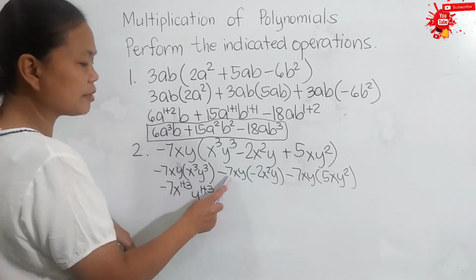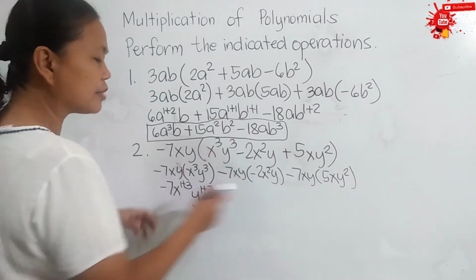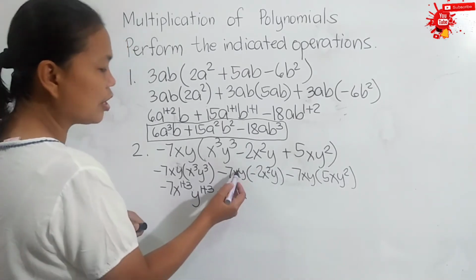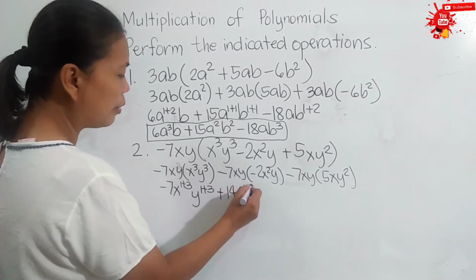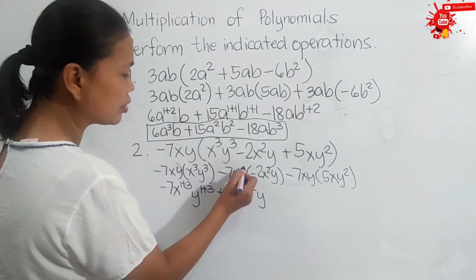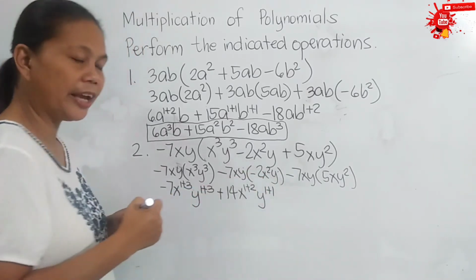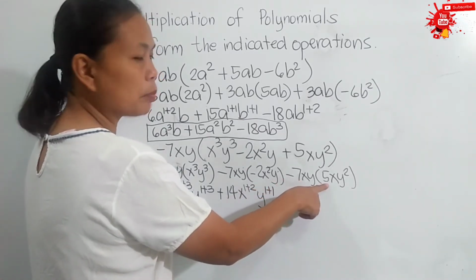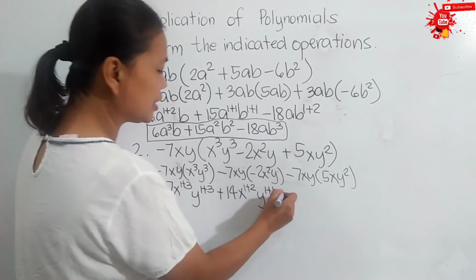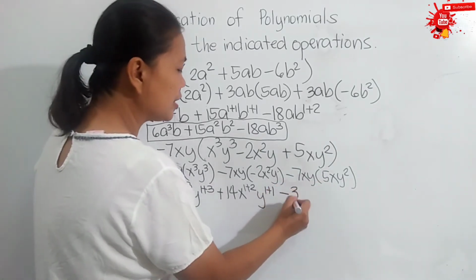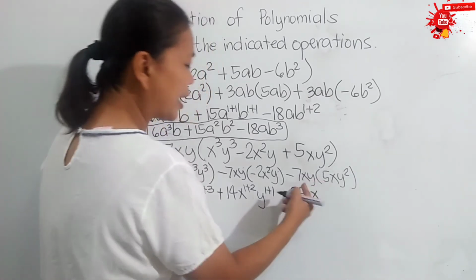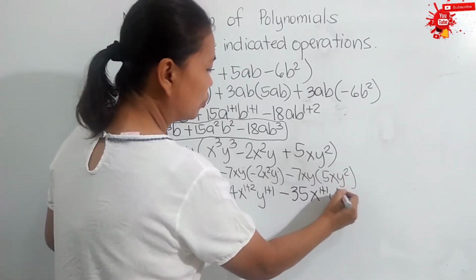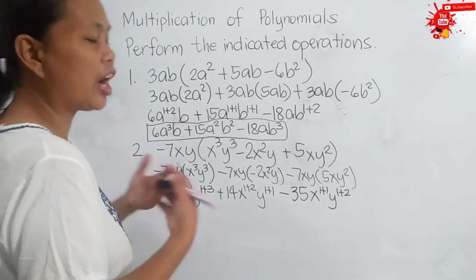Then we have here negative 7 times negative 2. So negative times negative, positive. Then 7 times 2, 14. Then we have 14x raised to 1 plus 2. Then y raised to 1 plus 1. Okay? We have the same base, y, so we add the exponent. Then negative 7 times 5, negative times positive is negative. And then 7 times 5 is 35. Then we have your x, same base, 1 plus 1. Then y raised to 1 plus 2. So same base, y, so we add the exponent.